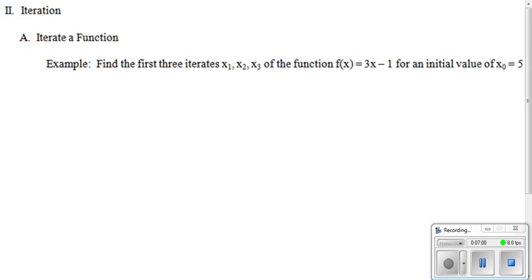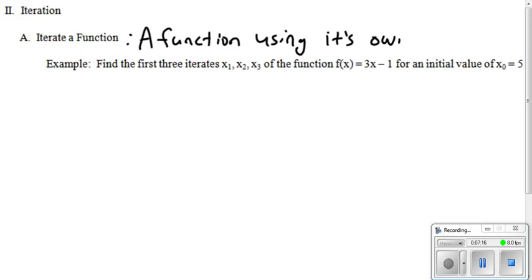Moving on from there, iteration. When we iterate a function, that's basically just saying it's a function using its own terms. And it does that over and over. And I'll show you what that means here.